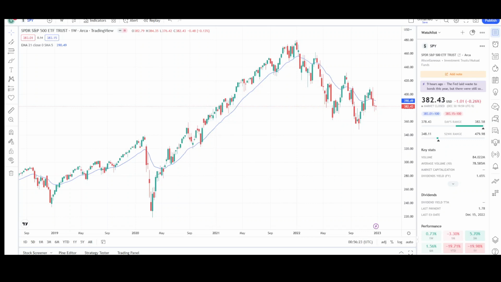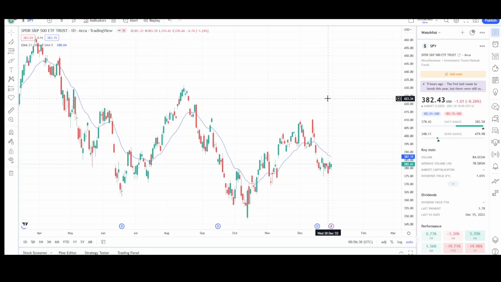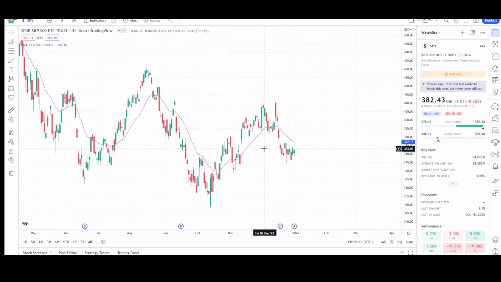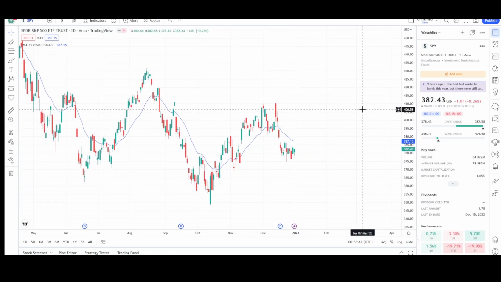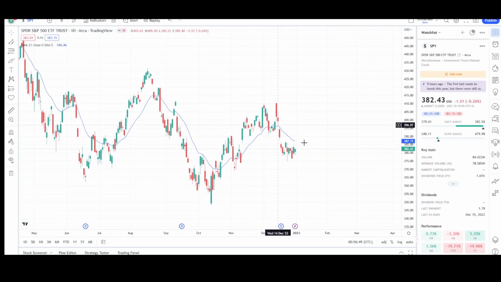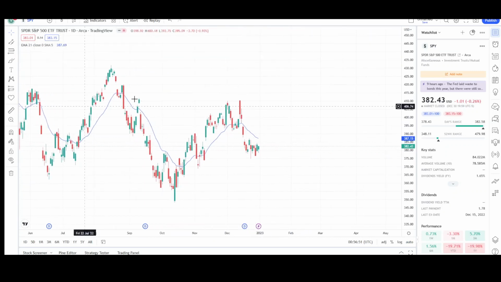I will first go over what I see in the daily chart and finish the video off with the weekly chart. So right here we have the daily chart for the SPY, but I'm going to briefly look over it because I want to go over 2022 and then possible price targets for 2023. So let's take a look at the daily chart for the SPY.